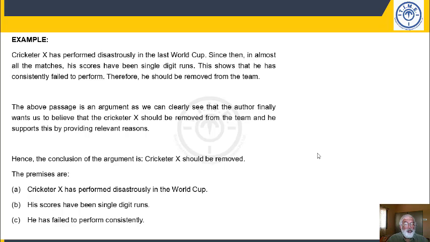This shows that he has consistently failed to perform. Now, this is the understanding the person has arrived at. If he couldn't perform in the World Cup and he couldn't perform in the matches thereafter, then this shows that he has consistently failed to perform. So we would call this an element of understanding. Therefore, he should be removed from the team. Now, this is an application of the understanding, which means I've understood that he has failed to perform. Now, let's do something about it. What do we do about it? Let's take him out from the team.